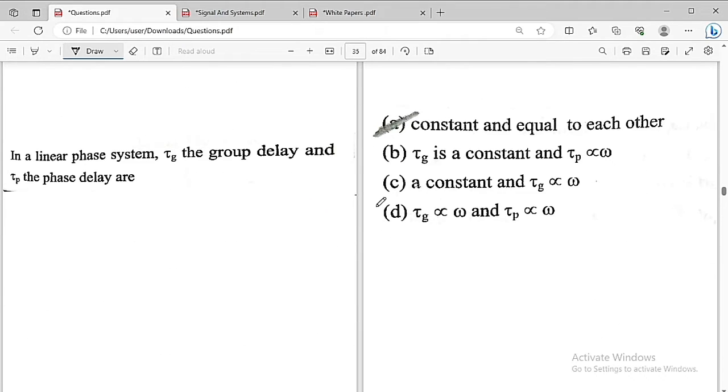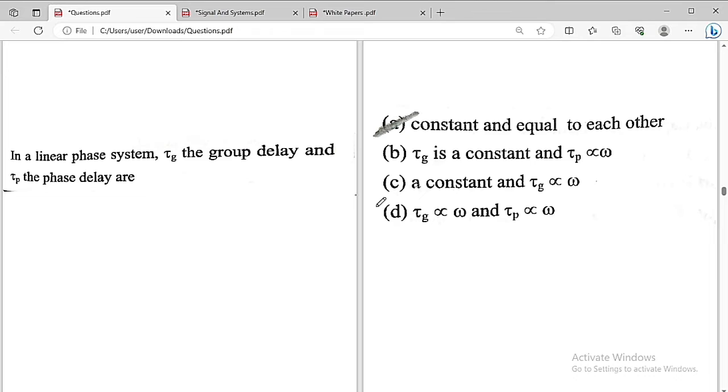Now we are going to solve the other question. In a linear phase system, TG, the group delay, and TP, the phase delay, are... So in the question they are asking about a linear phase system, where TG is called the group delay and TP is called the phase delay. We have to comment on the nature of these two. Option A: they are constant and equal to each other. So for a linear phase system, TG and TP both are constant values and they are equal to each other. Now we'll discuss why this option is the correct solution.